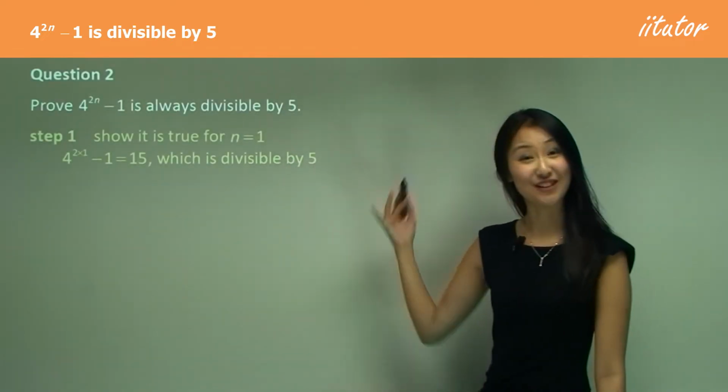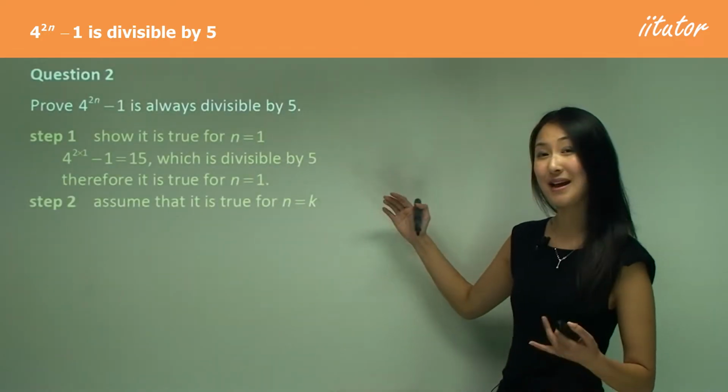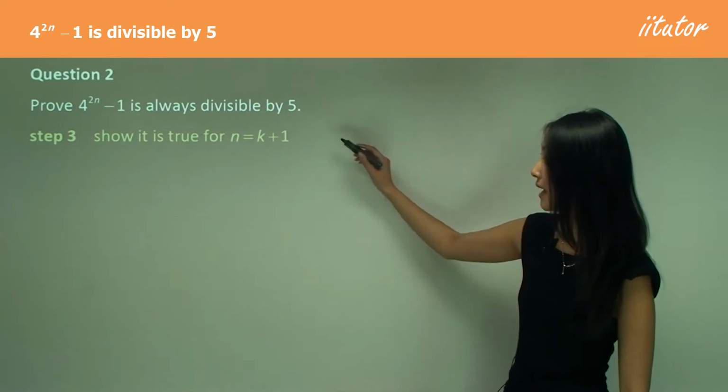Which is indeed divisible by 5. In step 2, I make the assumption, so we substitute k plus 1 into this.